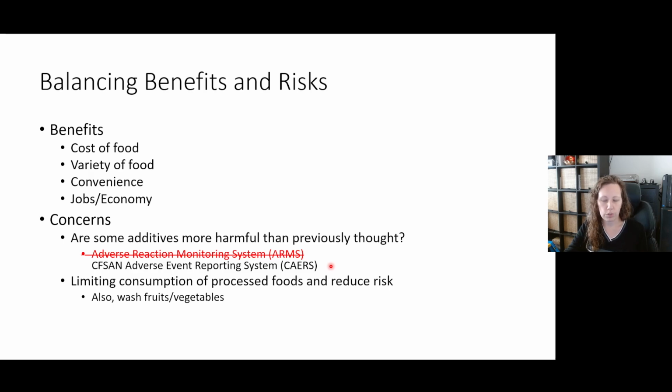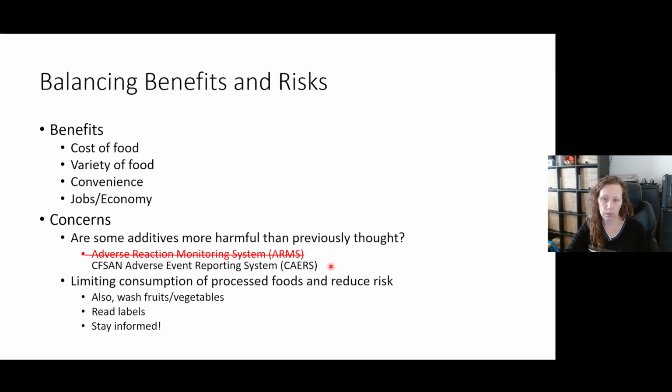Also, you can wash your fruits and vegetables. That isn't necessarily an additive thing, but pesticides are used on fruits and vegetables, and you can limit your exposure to that by washing them. Reading labels, right? Take what you have learned in this class and read the labels: okay, I know what this ingredient is used for. And if you don't, be curious and look it up. Overall, it's just staying informed, right? Be aware of what you are putting into your body.